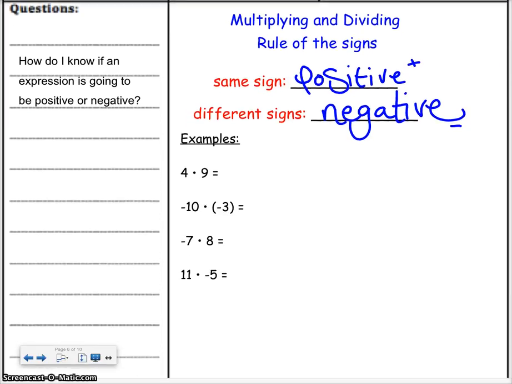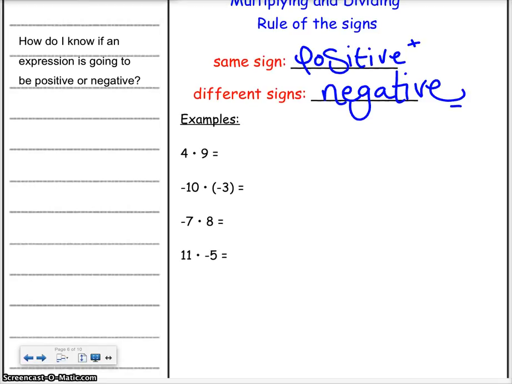Examples, 4 times 9. 4 times 9 is 36. They're the same, so it stays positive. Wait, so the next one would be positive. It sure would. Negative 10 times negative 3. So I always multiply the absolute values of it and then determine the sign. So 10 times 3 is 30. They're the same, so it's positive.